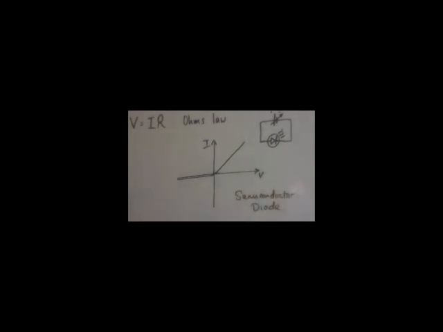Both LEDs and non-LED light emitting diodes, as well as non-light emitting diodes, all show the same pattern on the VI graph. So those are the three things that you need to know about: the ohmic conductor, which obeys Ohm's law; the filament lamp, which obeys Ohm's law for a little bit but then stops obeying it; and the semiconductor diode that obeys Ohm's law in the forward bias but not in the reverse bias.